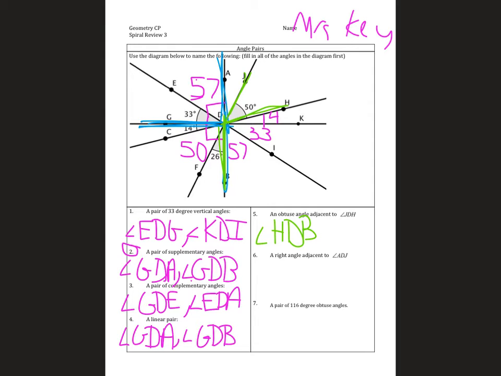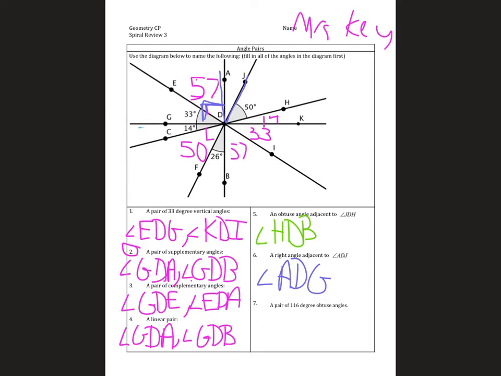So ADJ, getting a little confused with all my markings, so let's get rid of some of these. ADJ is right here, and we want a right angle adjacent to that. So I need two angles that add up to 90. Well, that's right here, right? I already marked that. So ADG.